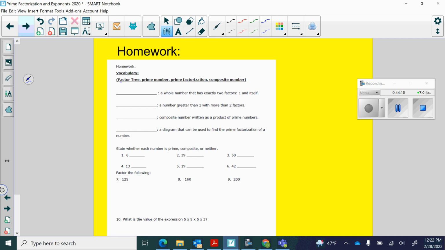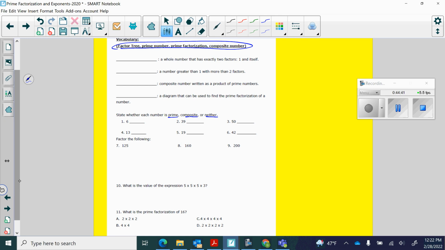We start with a word bank. Only 4 words, only 4 blanks. Should make that easy. Then, does it say write P, C, or N? No. So if I write P, C, or N, have I done my homework? No, guys, write it out. Finally, factor the following. You can use any way you want, prime factor tree or the cake method, either works.